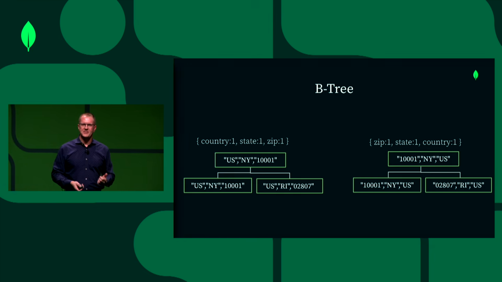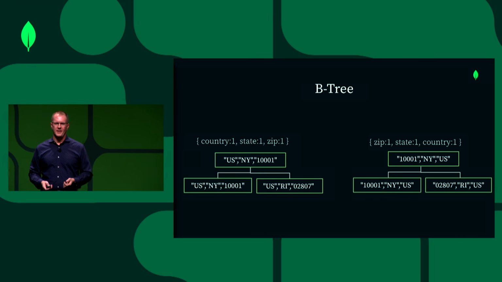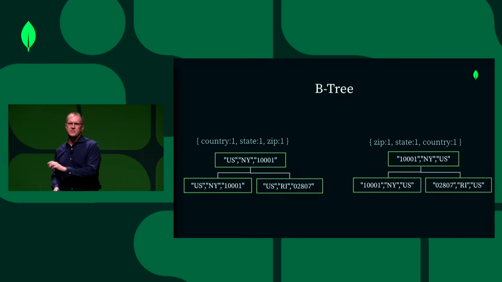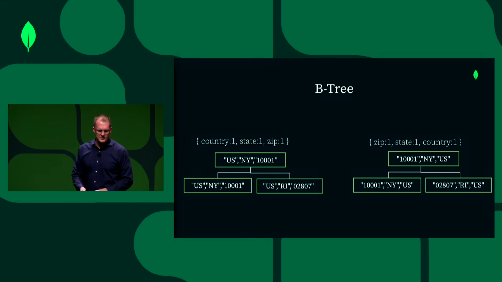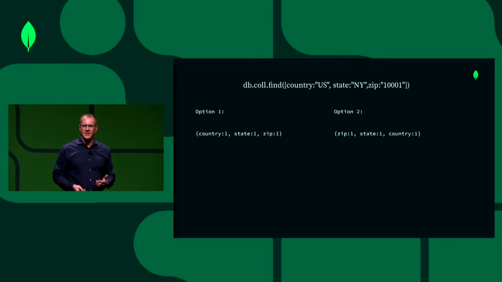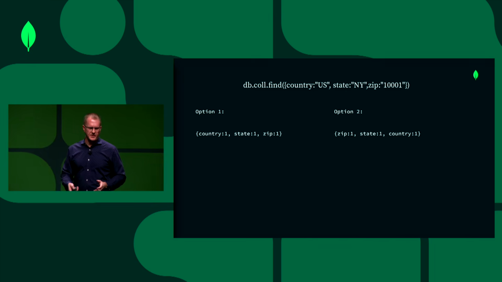But I'm going to tell you something. We actually prefer option 1, country, state, zip. And it's not because the query comes in the order of country, state, zip. The reason why we do that is the cardinality. This is something actually pretty neat.